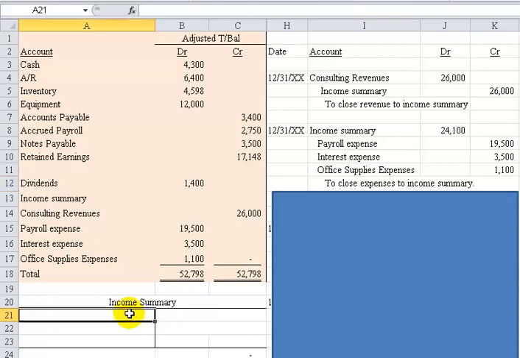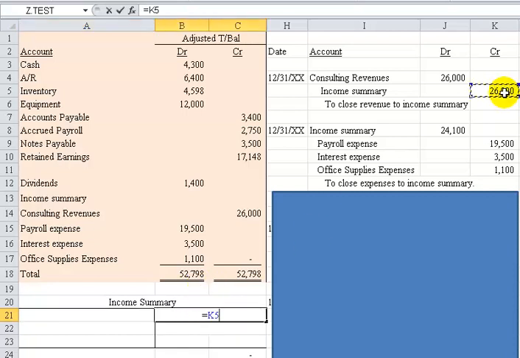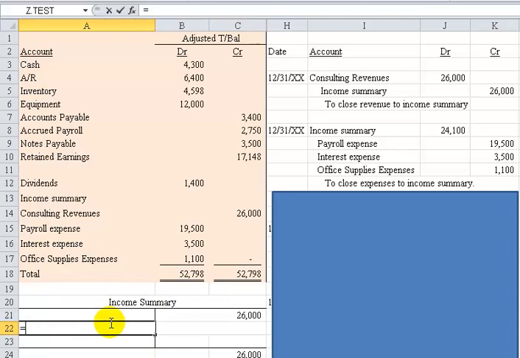Now, let's go ahead and post these at this point so we can see what happens. The first income summary entry is a credit of $26,000, right? It came from that entry. Again, this is a T account, so this is supposed to represent our ledger account. The second one is a debit of $24,100. So now I've got an income summary balance.